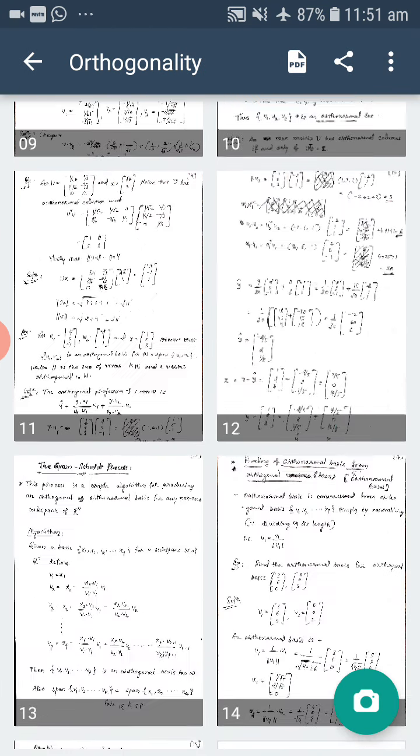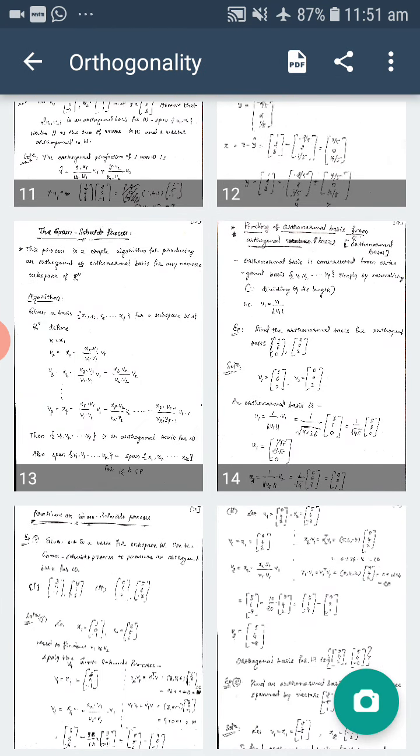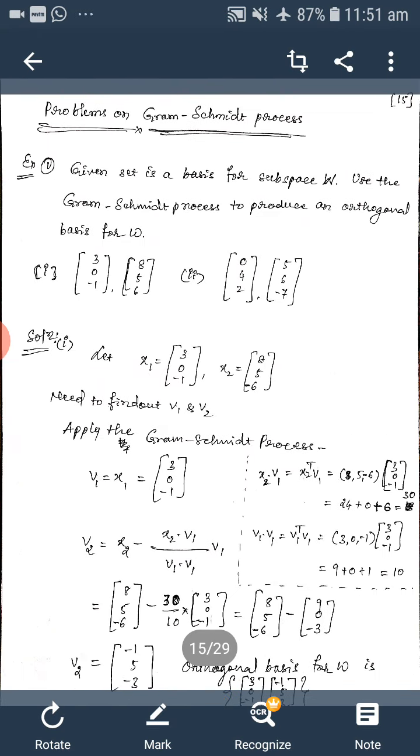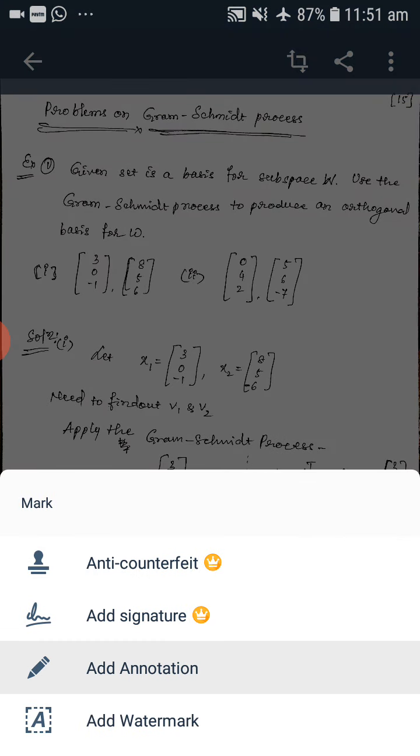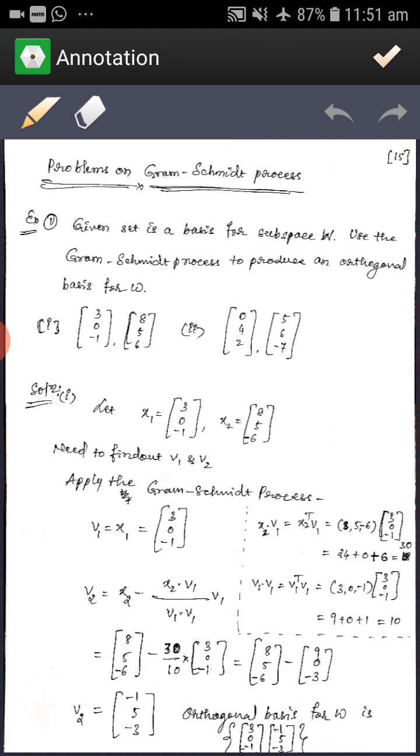So we'll move on to the next. Next we'll see some more problems. Now there is a given subspace. There are two vectors like u1 u2, or you can call them x1 x2, and here also there are two separate vectors in the subspace W. Now we need to apply the Gram-Schmidt process.